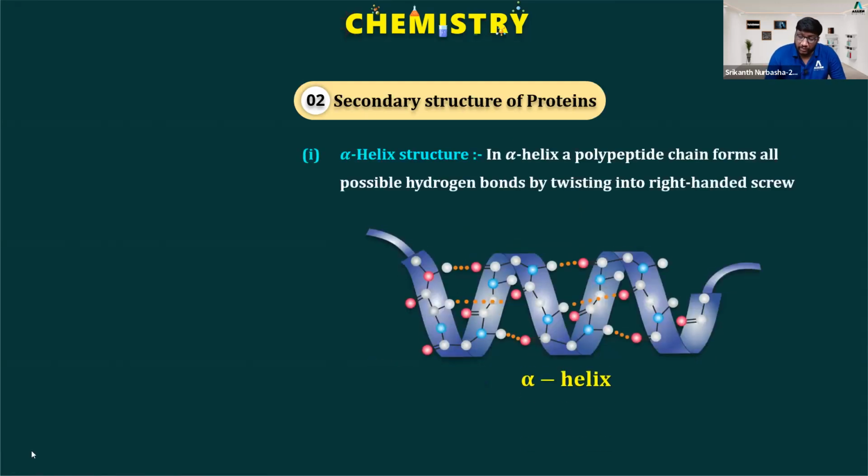In the alpha helix, a polypeptide chain forms all possible hydrogen bonds by twisting into a right-handed screw. Here you are having what type of hydrogen bonding? Intramolecular or intermolecular?